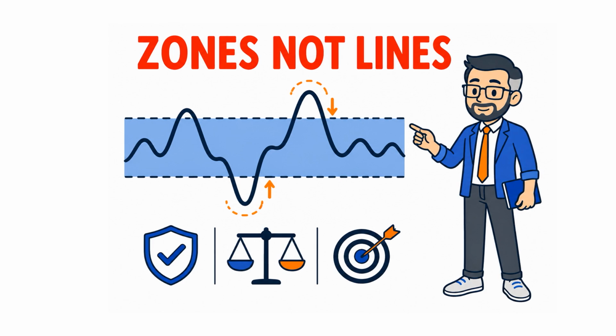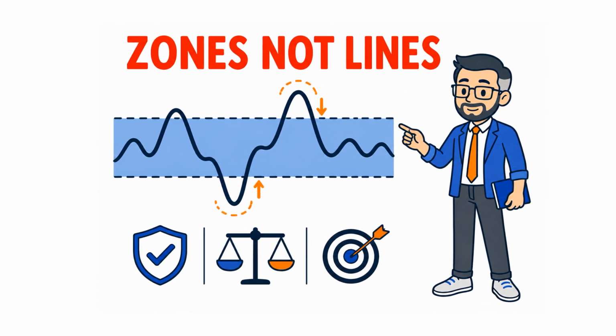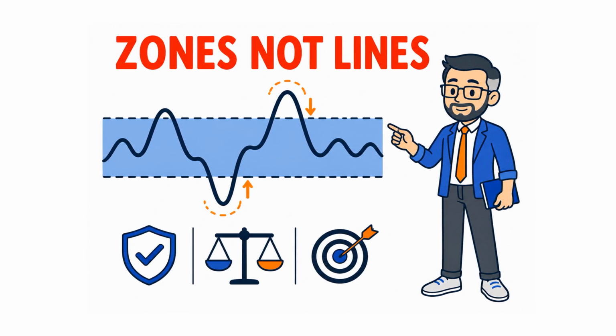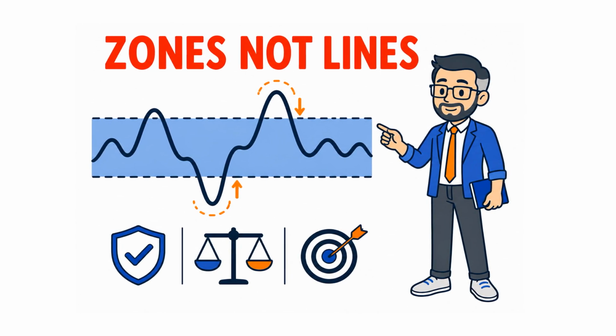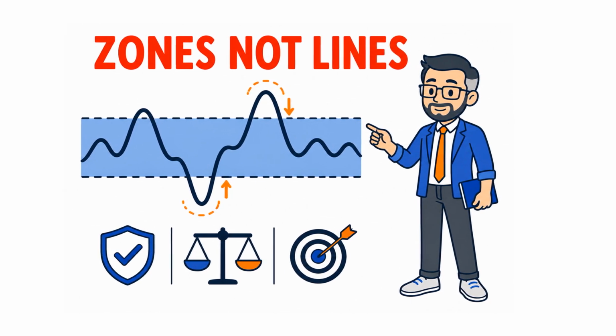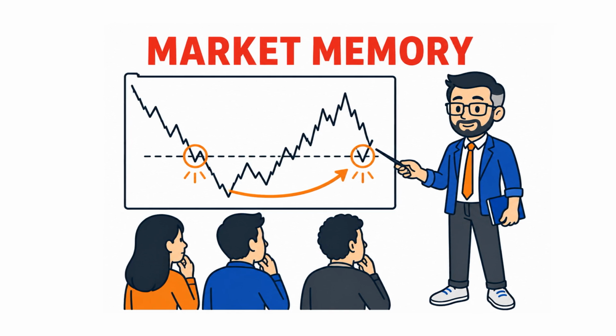The key word is area. In real markets, these are usually zones, not perfect lines. Price does not stop obeying all uncertainty just because it reaches a level on a chart. So why can these zones matter at all?